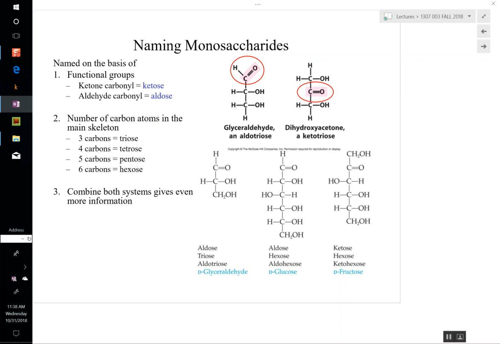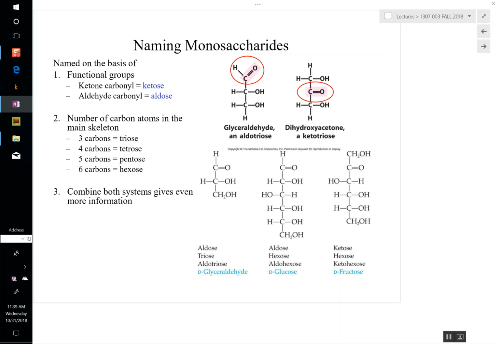The carbonyl is on the top, or it's on the end, and we draw them like that. We draw the carbonyl towards the top and draw these generally vertically downward. How many carbons are in it? 3. It's a triose. So that is an aldose. That is a triose. It's an aldotriose, putting that all together.